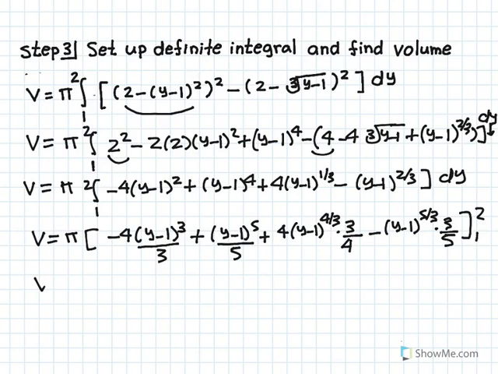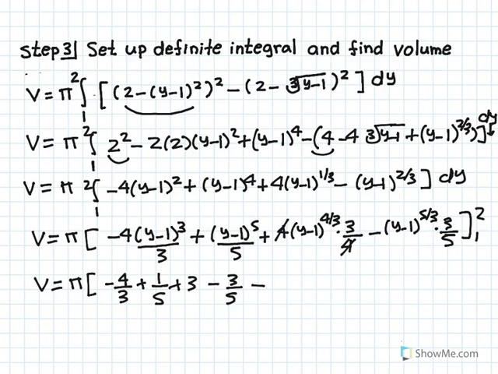So now we have to put in the upper limit and the lower limit. Putting the upper limit in, we get 2 minus 1 cubed, that's 1, so we get minus 4/3. 2 minus 1 is 1 to the 5, that's 1 over 5. Plus, let's cancel this 4 with this 4, and 2 minus 1 is 1, 1 to the 4/3 is 1, so that's plus 3. Minus 2 minus 1, minus 3/5.